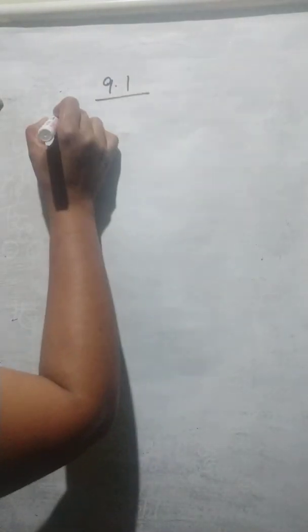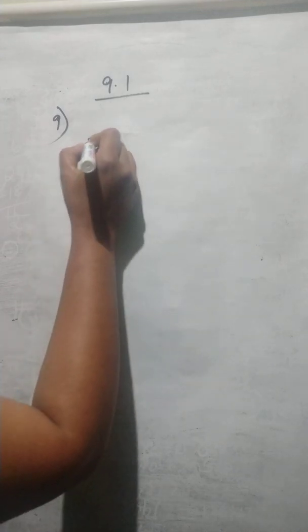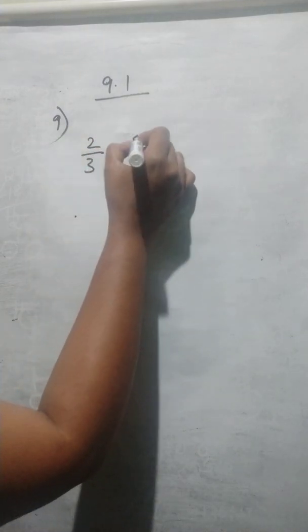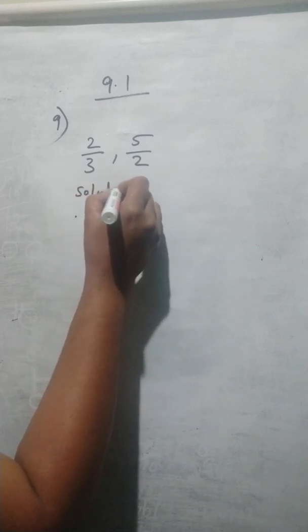Now we can discuss exercise 9.1, ninth group. Which is greater in each of the following? First question, 2/3 and 5/2. Solution. How can we do this?